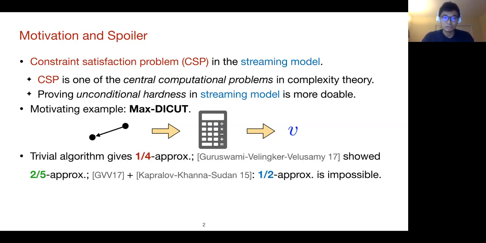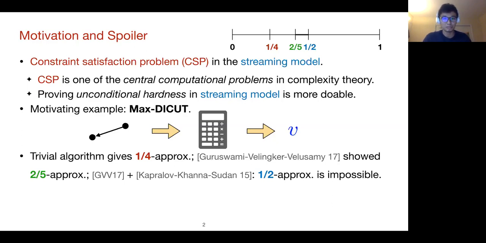Previously, the trivial algorithm for this problem only gives a 1/4 approximation. Then in a recent work by Golovnev and Velusamy, they show a non-trivial 2/5 approximation. Meanwhile, on the hardness side, there's only a 1/2 approximation. We know that it requires super-logarithmic space. So there's a gap here.